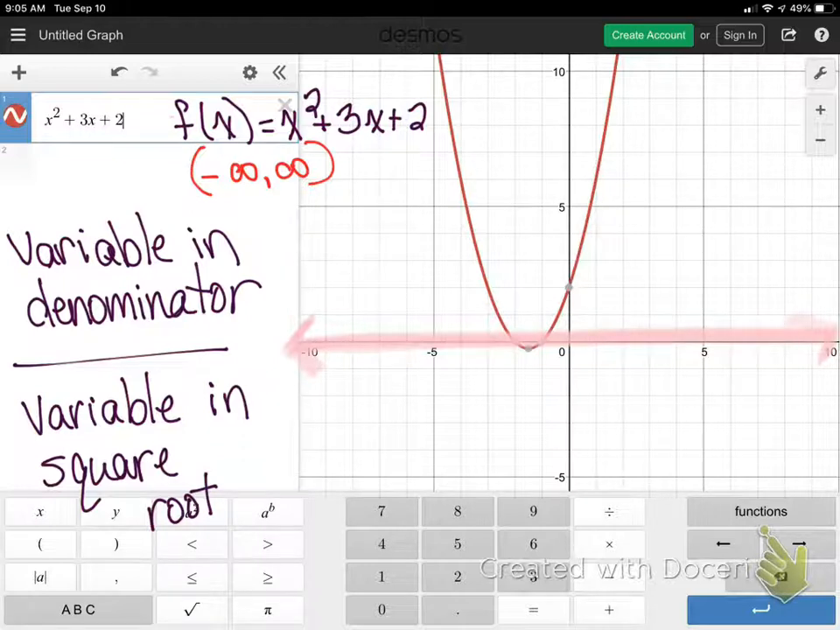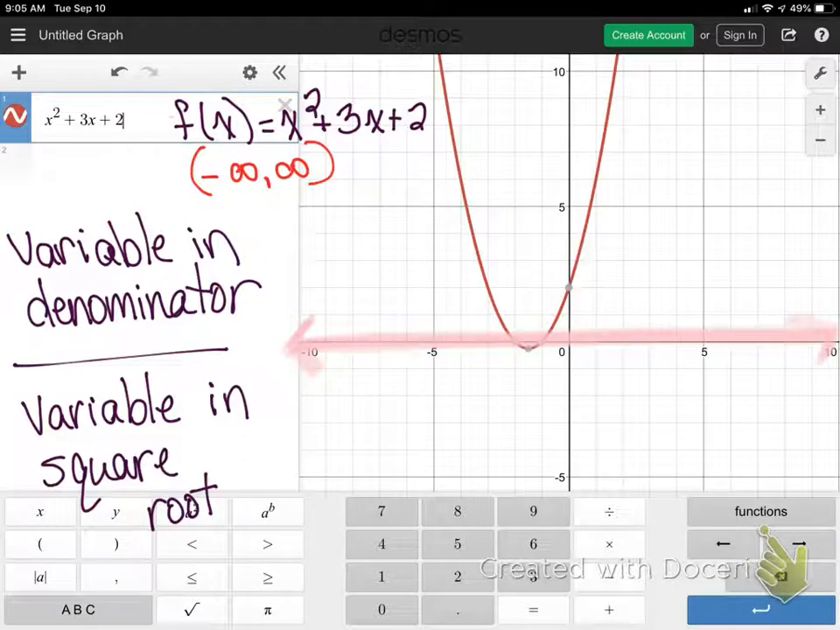When I've got x squared plus 3x plus 2, I do not have the variable in the denominator, and I do not have the variable inside the square root sign. So when neither of these is happening, my domain is all real numbers, which is negative infinity to infinity. Okay?